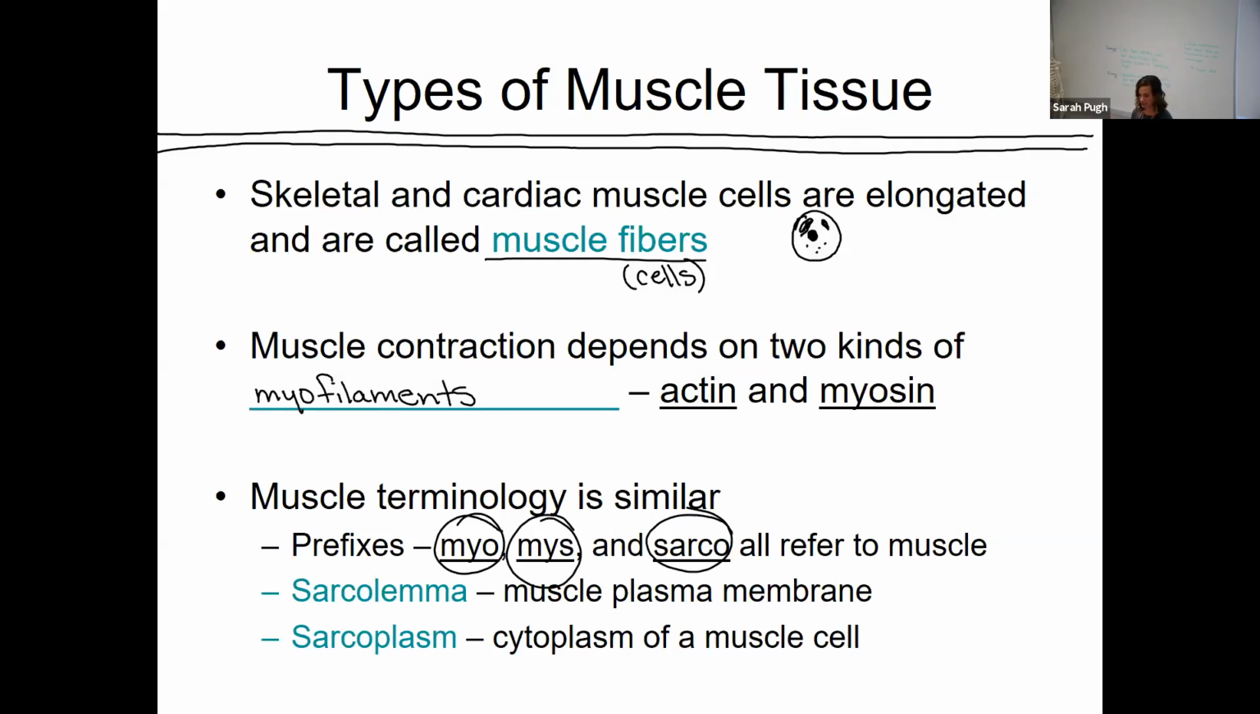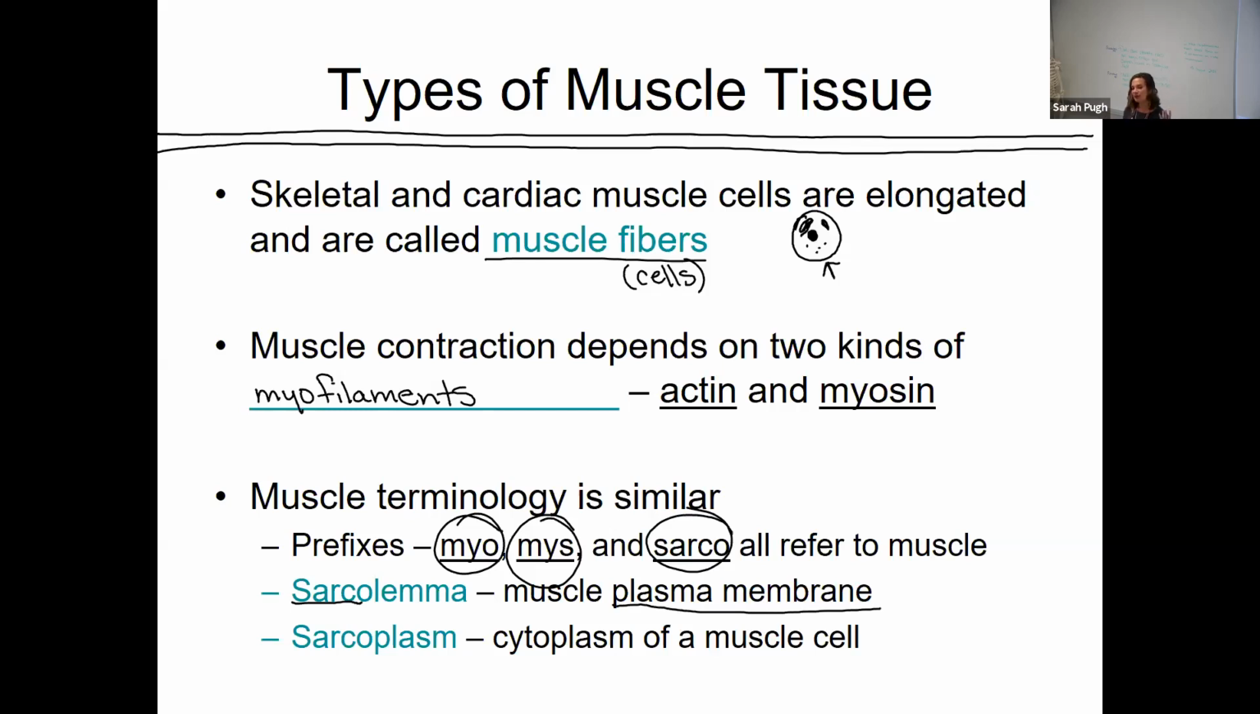So here's a great example, right? Myofilaments, muscle filaments. The sarcolemma. Sarco also means muscle. So normally, if you look at the outside of a cell, that's called our plasma membrane. In a muscle cell, instead of a plasma membrane, we call it a sarcolemma. It's the same thing, we just give it a different name.